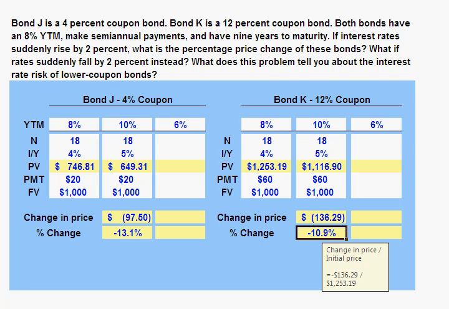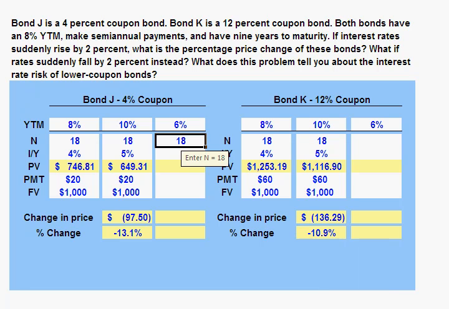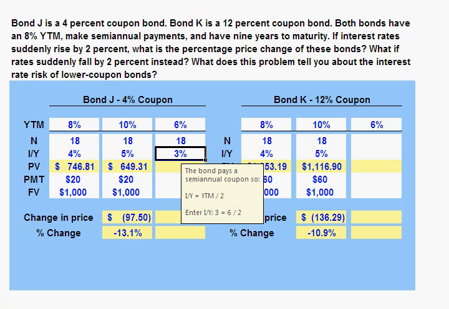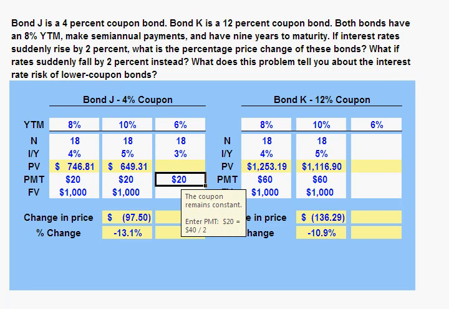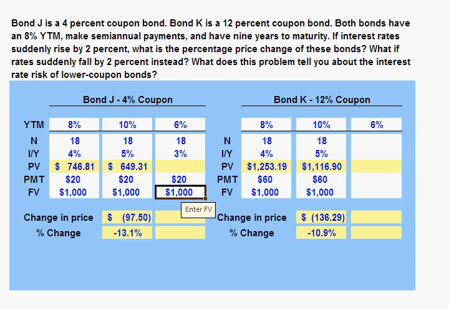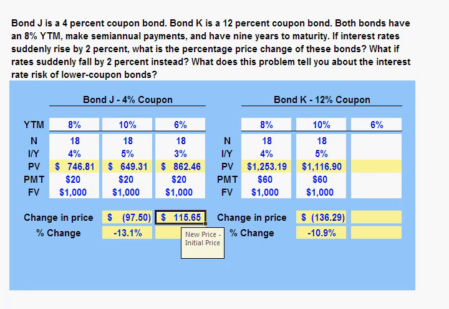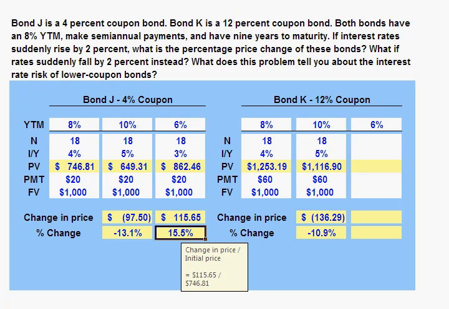In both cases, we'll find an increase in the value of the bond. Again, enter 18 for the number of periods. In this case, we'll enter 3 for the interest rate, which is our 6% yield to maturity divided by 2. The coupon remains the same at $20, as does the face value at $1,000. The price of bond J will increase to $862.46. This represents a change or an increase of $115.65, or a 15.5% increase.